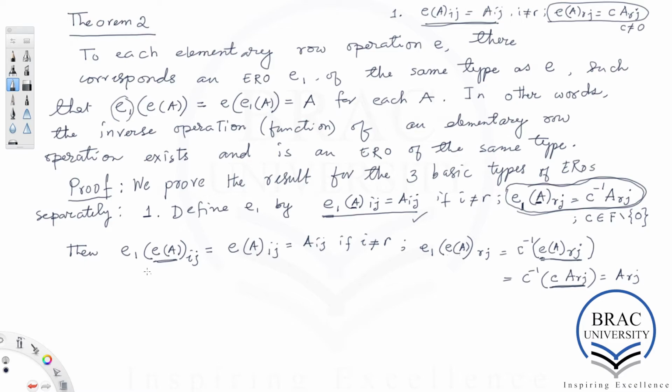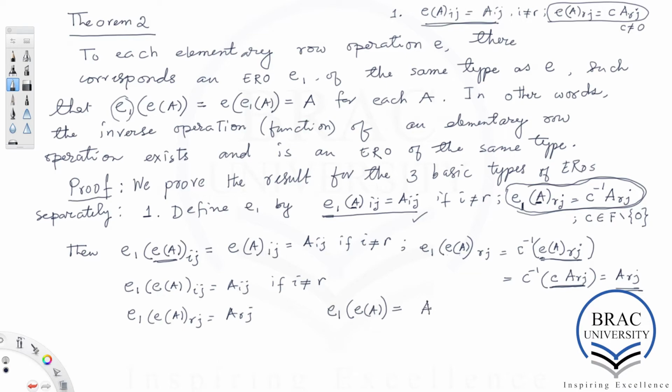So we have seen that E1 of E of Aij is equal to Aij if i is not equal to r, and we also have seen that E1 of E of Arj is equal to Arj. What does that mean? It means that E1 of E of A is equal to simply A.